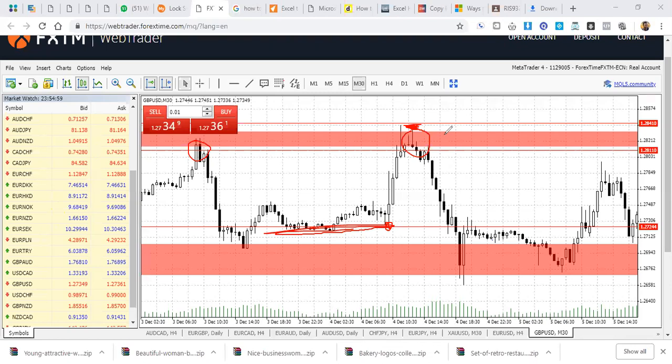I have a question. If you don't mind, what criteria do you use in drawing the zones? What's that? Come again. I'm asking what criteria do you use in drawing zones, what details are you looking at? Zones.